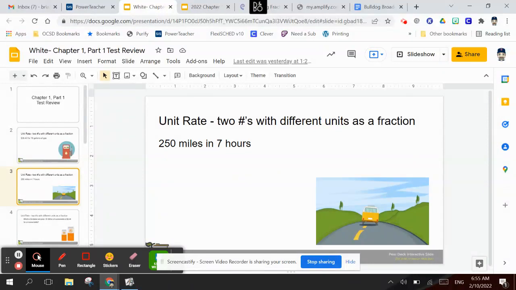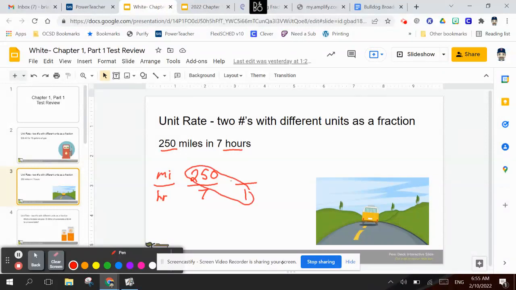Same thing here when we talk about unit rate again, 250 miles in 7 hours. So again, comparing miles and hours. So if I have 250 miles in 7 hours, I want to know how far I can go in 1 hour. So to do this, I cross multiply. 1 times 250 is 250. I divide that by the only number I have left, which is 7.